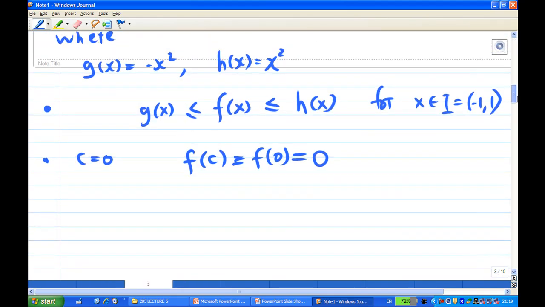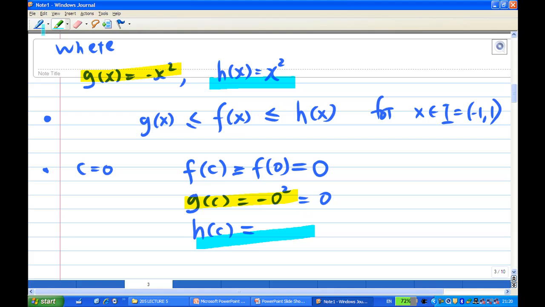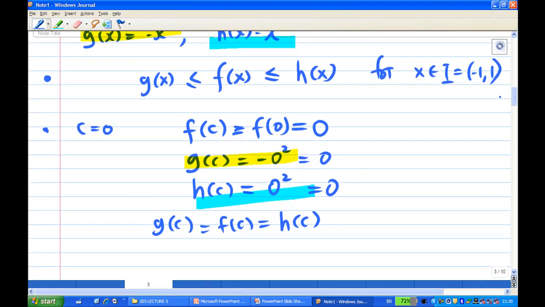Now how about g(c) and h(c)? g(c) equal to minus 0 squared, because g(x) equal to minus x squared, so g(c) is also 0. What is h(c) now? h(c) is 0 squared, because h(x) equal to x squared, so h(c) is also 0. Therefore, g(c) equal to f(c) equal to h(c). So the second condition is satisfied.